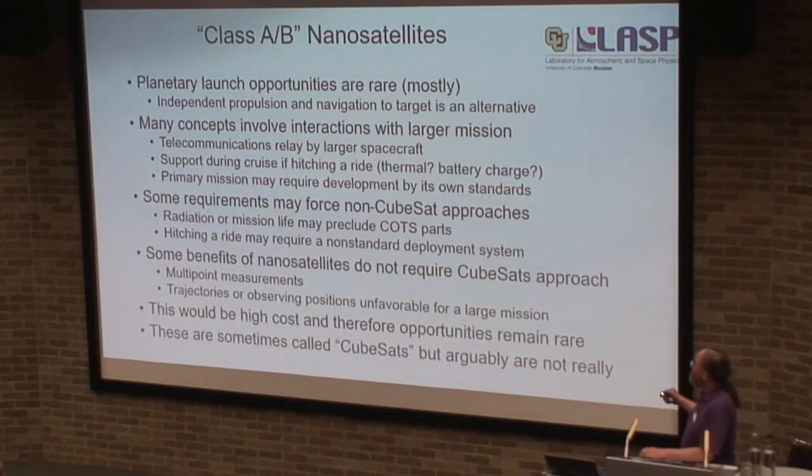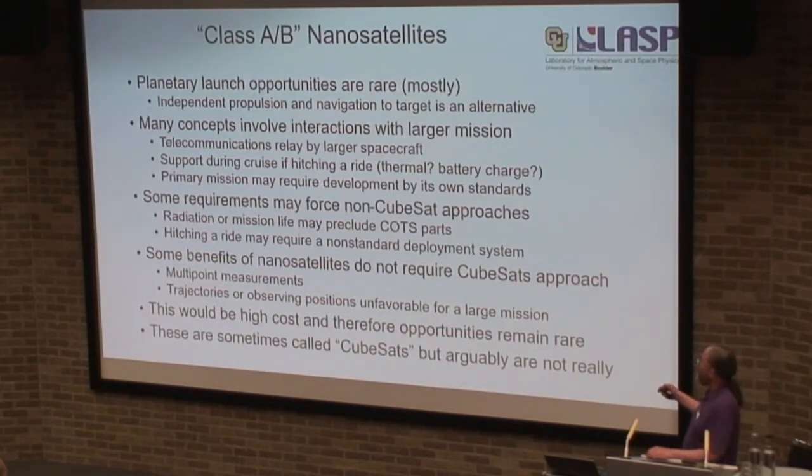Okay, in terms of what I'm calling the Class AB nanosatellites, no matter what you do, planetary launch opportunities are going to be rare, so there are going to be those concerns about reliability and chances of failure and so on. But also, a lot of these concepts rely on tagging along with a larger mission, either for telecommunications or for hitching a ride. We heard how difficult it could be to go all the way to an asteroid that's pushing the limits. What was that, a 12U, I think?